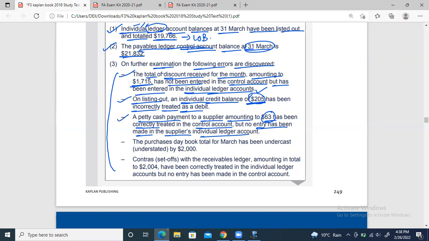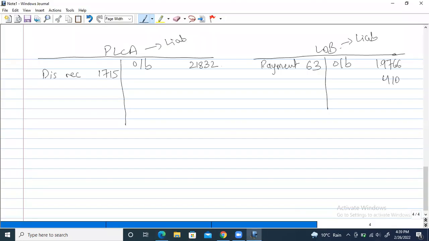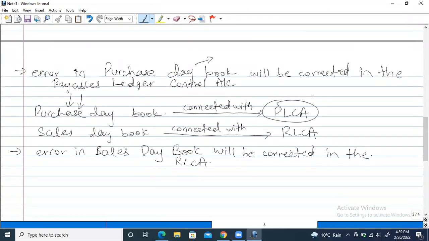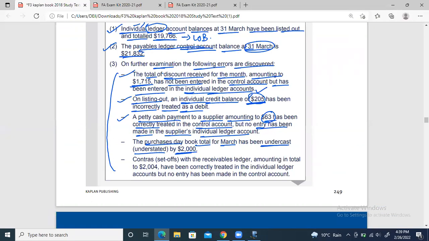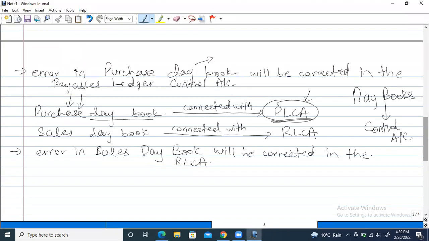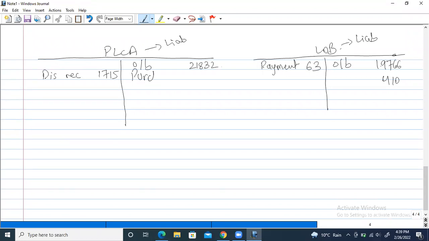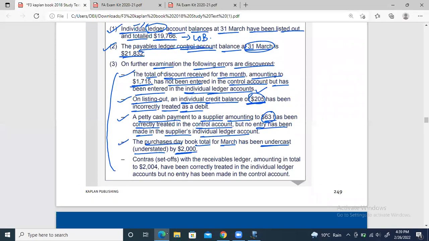Okay, now let's do the second last one. Purchase day book total for March has been understated by 2000. I just made a note over here. If there is an error in the purchase day book, which account will it hit? The payables ledger control account, because the purchase day book is connected directly with the payables ledger control account. Both day books are equally connected with their control accounts. This is an important point to remember. The error is made in the purchase day book, and the purchases are undercast by 2000, so we'll increase the purchases in the control account. Undercast means the purchases were recorded with less amount, by 2000. So in this case we brought it to the normal balance.